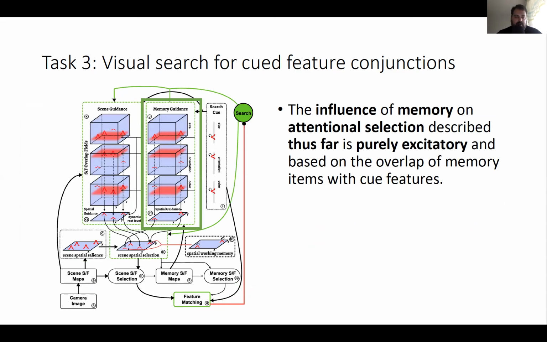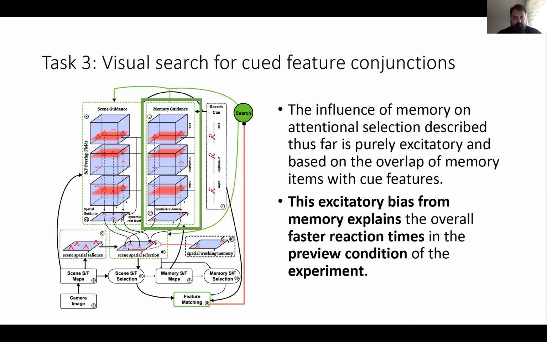The influence of memory on attention selection described thus far was purely excitatory. And this excitatory bias is responsible for the faster reaction time, so for the change in the y-intercept. That was also reported by other experiments.